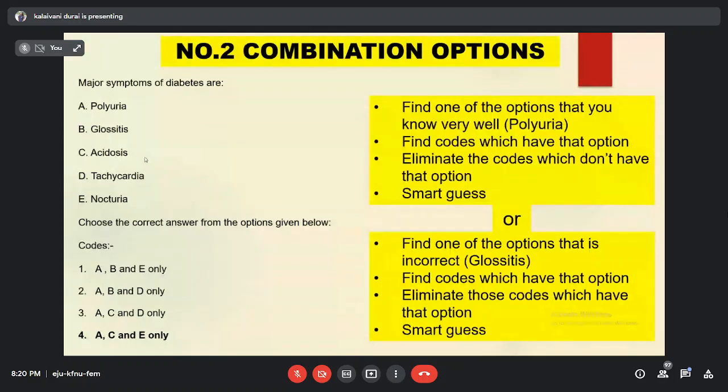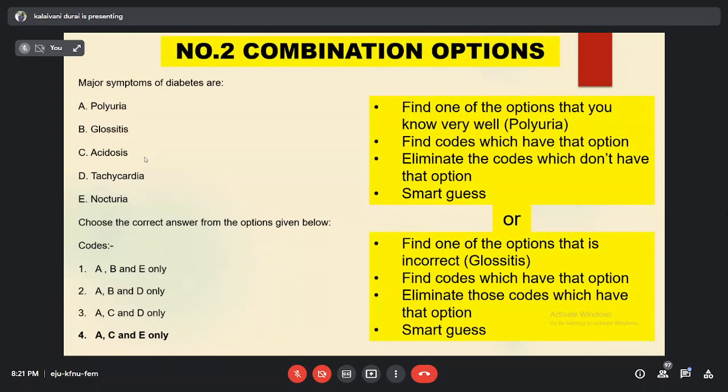But tachycardia देख रही हूँ, not very sure. Nocturia also not very sure. Let's take it like that. But जो glossitis है ना, this glossitis you have studied somewhere else. Do you remember where? It is in vitamin B deficiency. Okay, vitamin B1 B2 के बीच में ये glossitis comes. It is tongue inflammation. ITIS मतलब inflammation. Glossitis is tongue inflammation. So in no way I could relate diabetes to tongue inflammation.